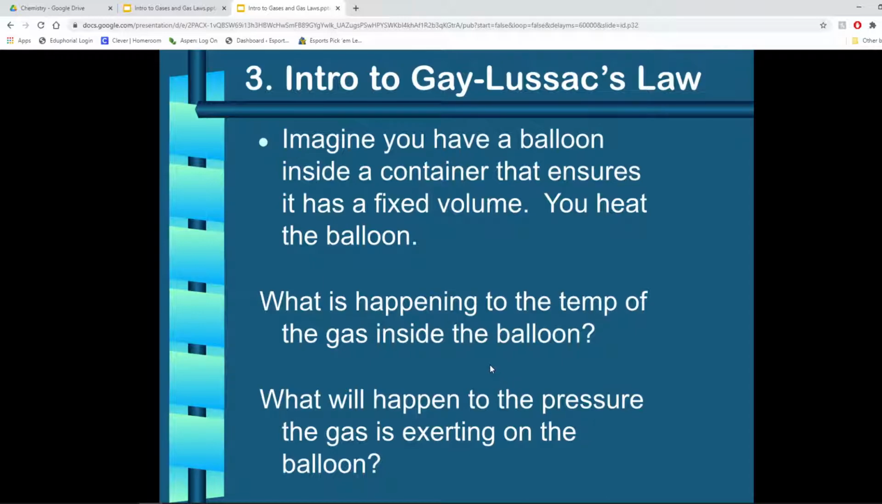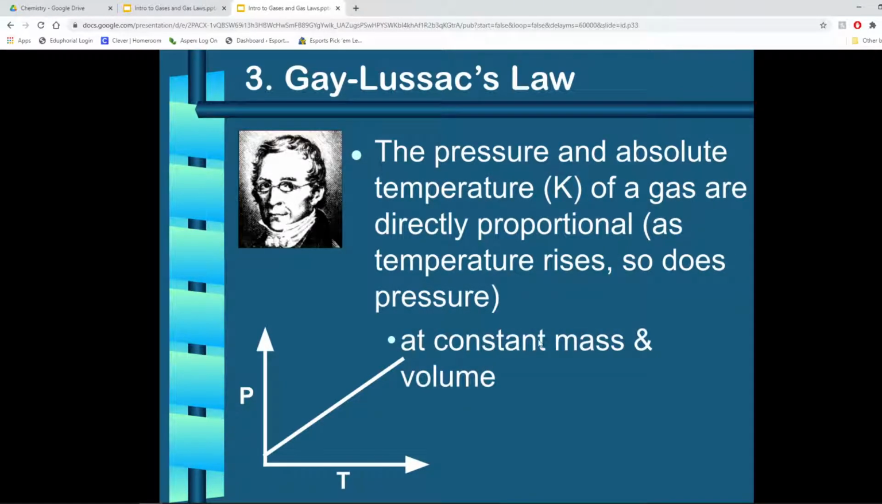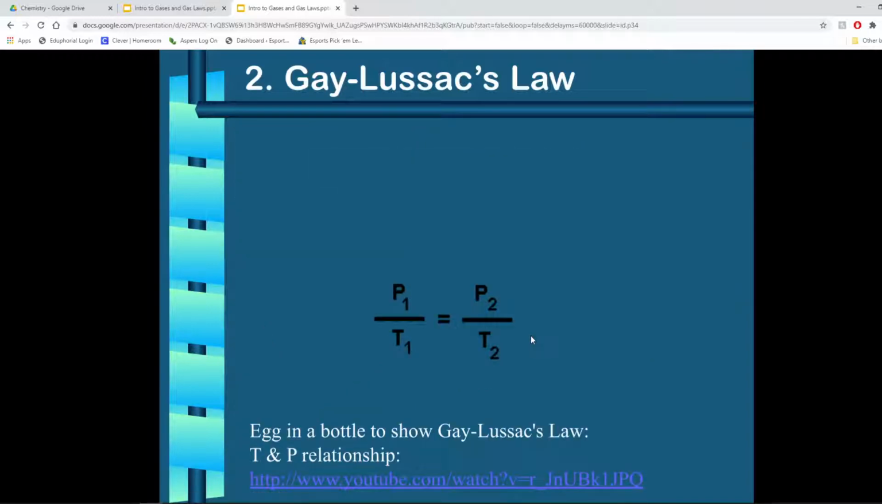When you have a situation like that, your pressure is going to increase. So that was Gay-Lussac's law. He says if the volume and the mass are held constant, the pressure and the temperature of a gas are directly proportional. So as one goes up, so does the other. So this equation is going to look a lot like Charles' law. Instead of volume over temperature, it's pressure over temperature. So the way you're going to do that is P1 over T1 equals P2 over T2. You're just substituting out the volume for pressure in this equation.